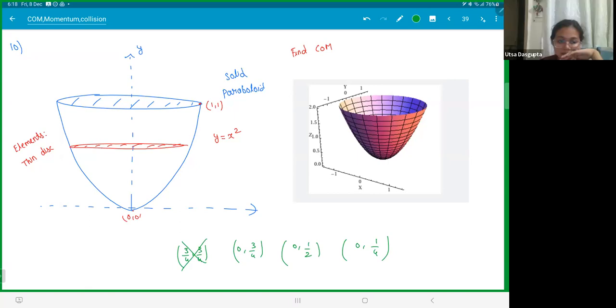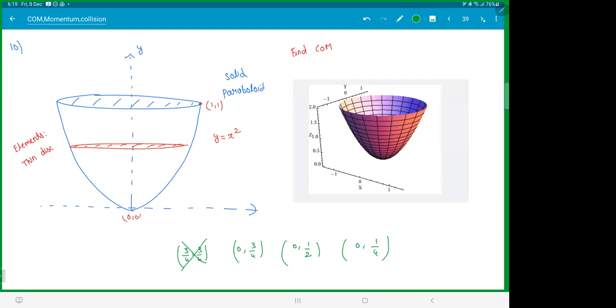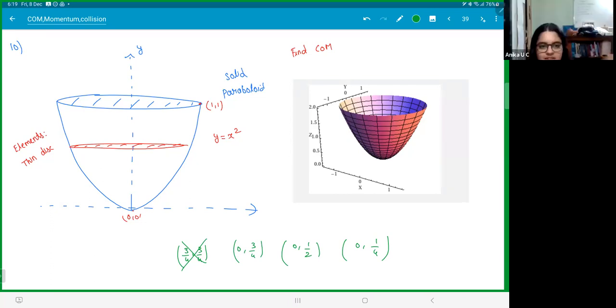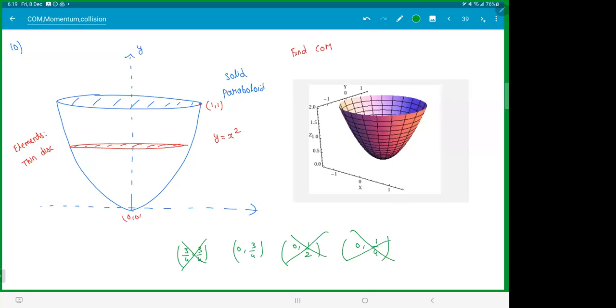See, I can't tell which is right, but I can tell which are wrong. That is the whole concept of elimination. In elimination, you can never find out the answer. You just have to eliminate 3 options. Why are third and fourth wrong? Because the mass will increase as we go up, so the center of mass will be above the midpoint. You can say that much.